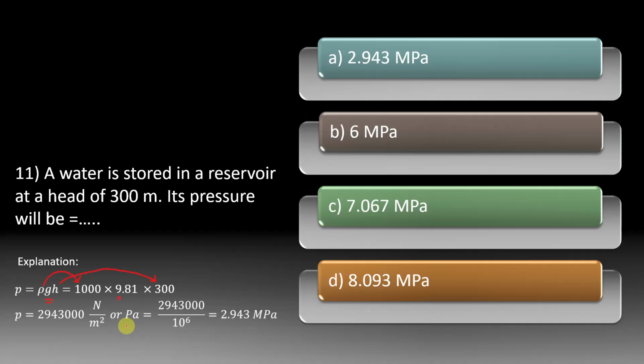But we want it in megapascal. We know that 1 megapascal is 10 raised to 6 pascals. So 1 pascal will be 1 upon 10 raised to 6 megapascal. So you have to divide this term by 10 raised to 6, so that the pascal gets converted to megapascal. Therefore the answer is 2.943 megapascal. So option A is the correct option in this case.